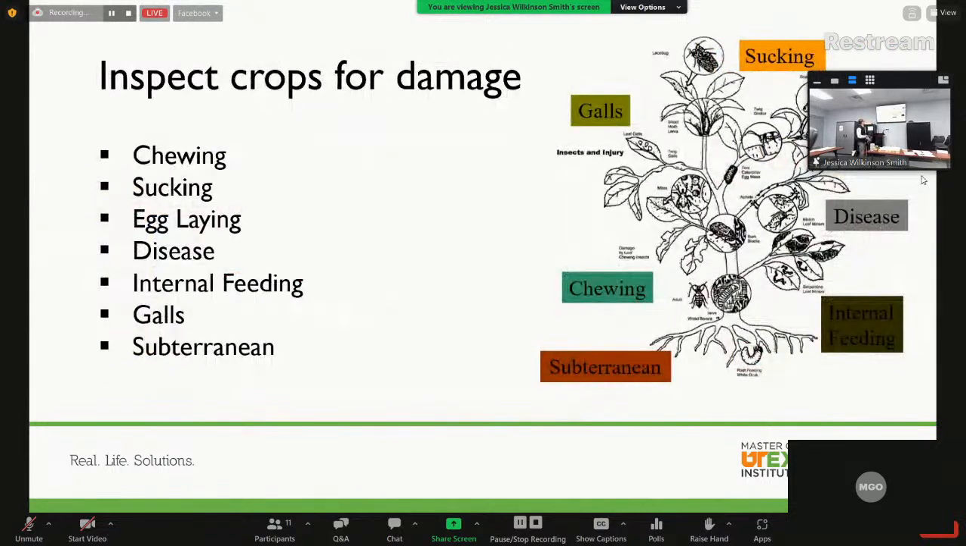Right. So again, let's go back to inspecting our crops for damage. Damage can come in many forms, right?